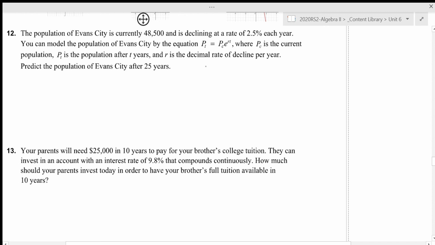Alright, so this is an exponential growth problem. And we have the initial value, the PC, which is 48,500. And the rate is -0.025. And the time is 25 years.